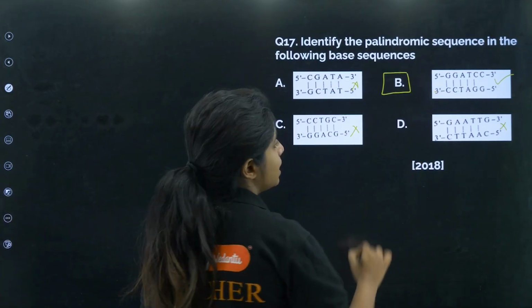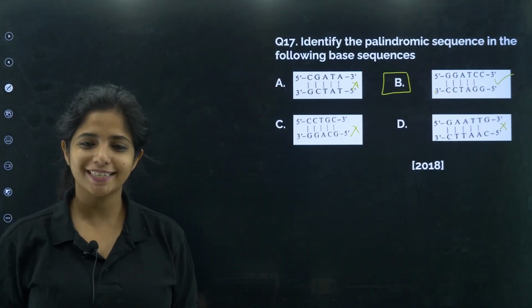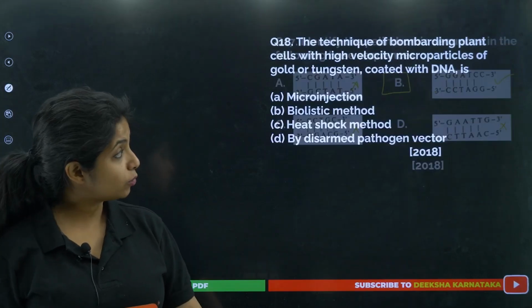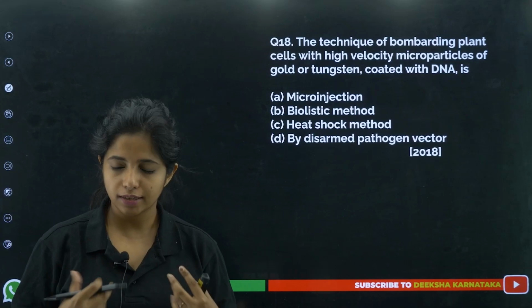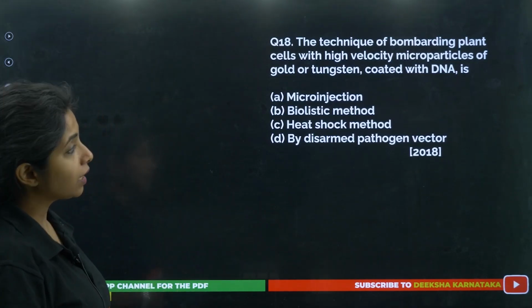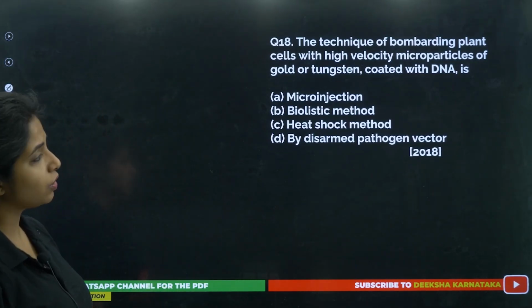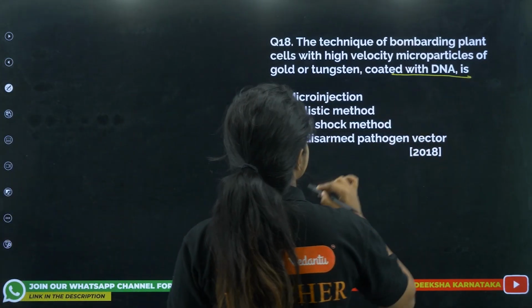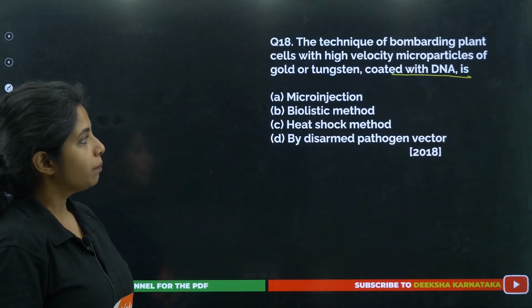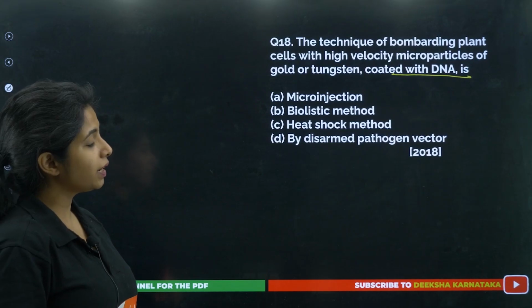This is a 2018 question, my champions. Okay? So I hope you're getting to understand what we mean by palindromic sequences. Next thing, question number 18. The technique of bombarding plant cells with high velocity microparticles of gold or tungsten coated with DNA is known as: microinjection, biolistic method, heat shock method, or disarmed pathogen vector.